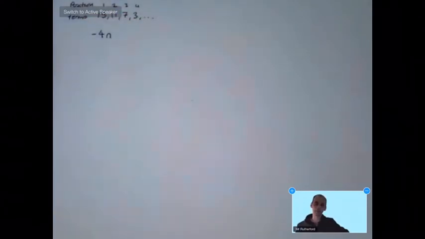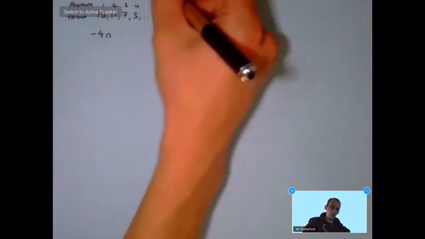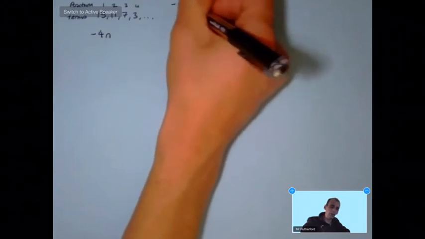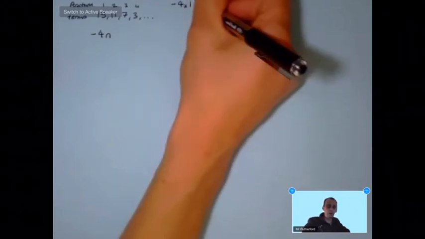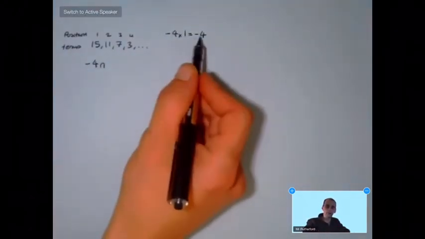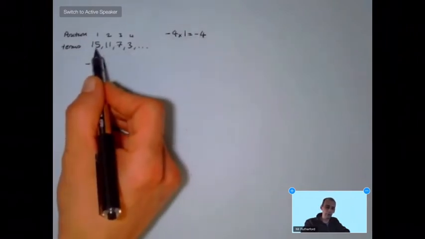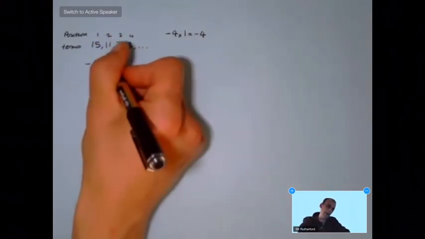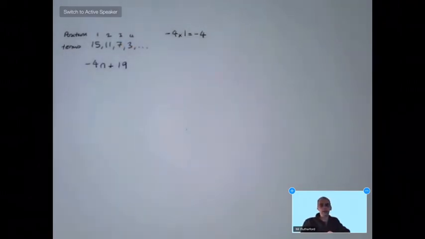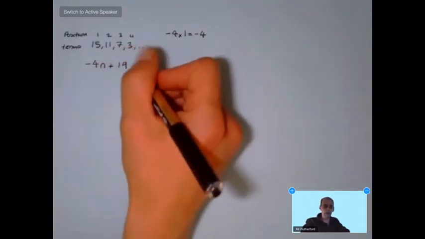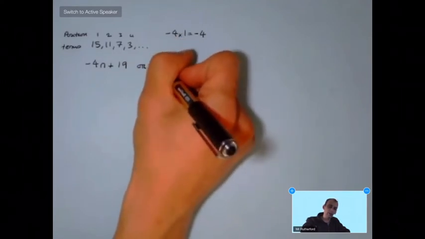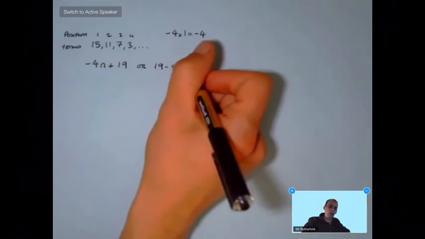So minus 4n. Now if it was just minus 4n, the first number in the minus 4 times table would be minus 4 times 1, which is equal to minus 4. To turn this minus 4 into 15, I need to add 19. So the nth term is minus 4n plus 19, or you might see that written as 19 minus 4n.